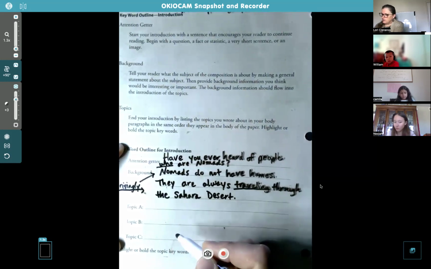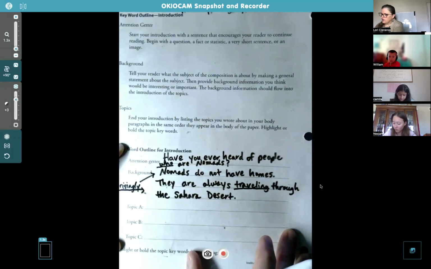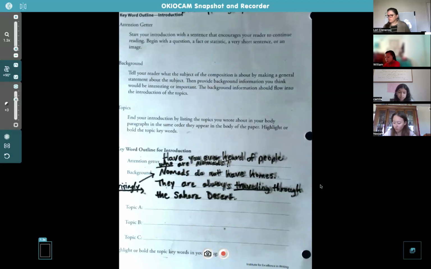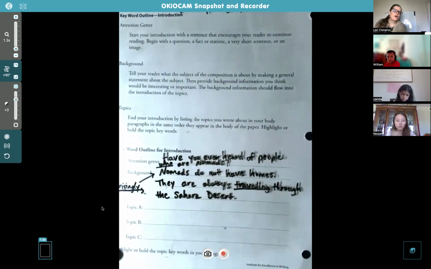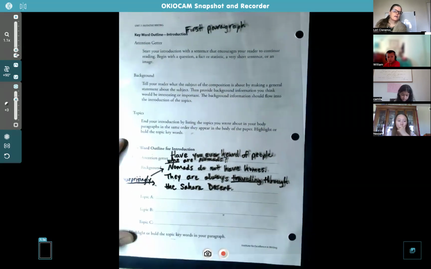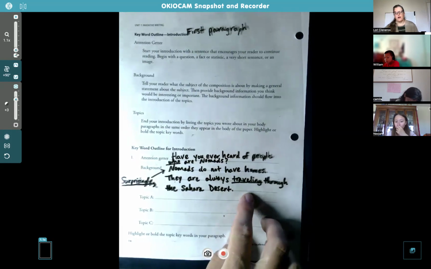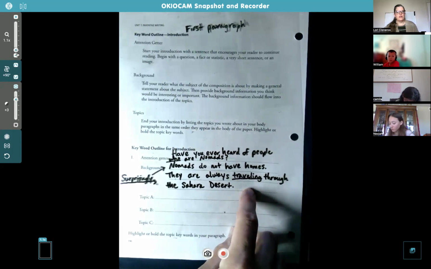And let's see. I think that's all we have here. We have who, and surprisingly, traveling. Okay, we'll keep thinking of other, oops, sorry, you can't see that. I zoomed in too far. Okay, so that's a little bit of a background. We're explaining who the nomads are and how they don't have homes, and they're always traveling through the Sahara Desert. That's mostly where they live.